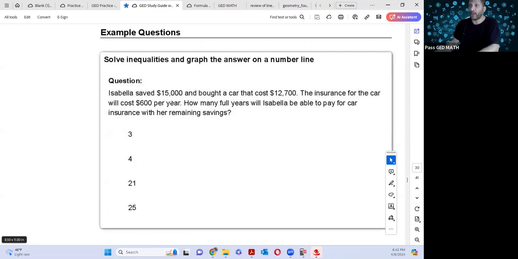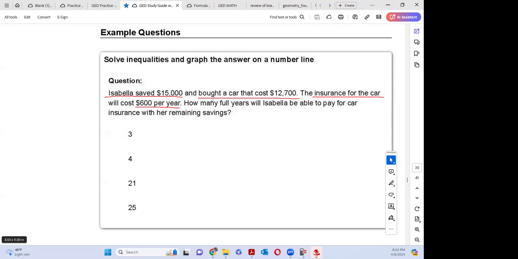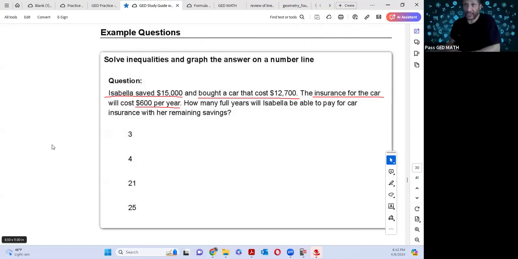So let's look at this problem. Isabella saved $15,000. That's a given. And bought a car that costs $12,700. That's a given. The insurance for the car will cost $600 per year. That's a given. How many full years? So this is the question now. What do they want to know? How many full years will Isabella be able to pay for car insurance with her remaining savings?